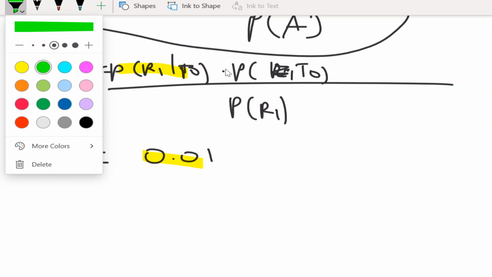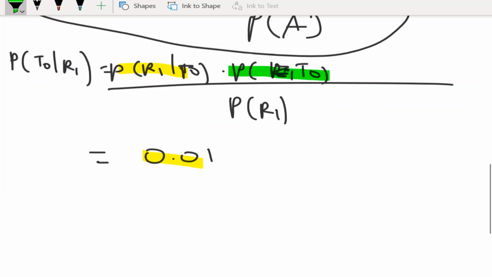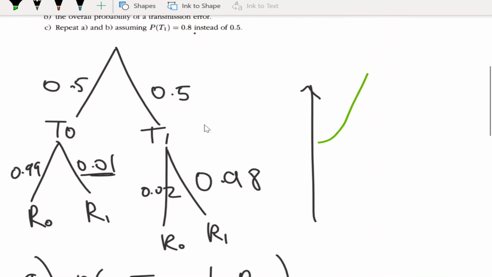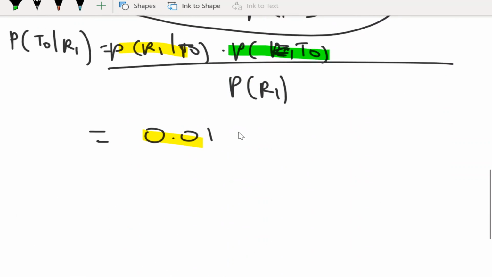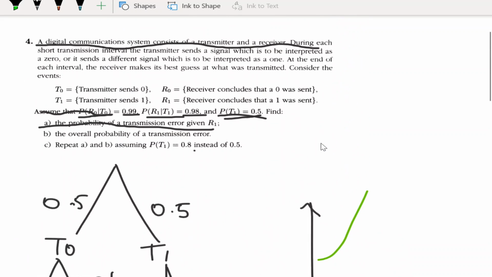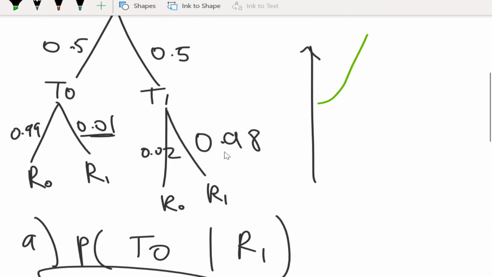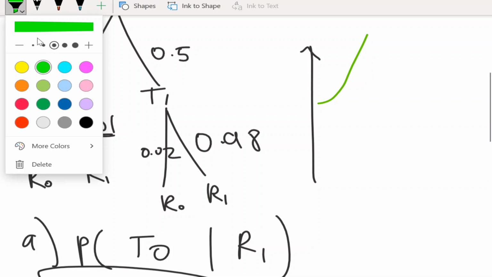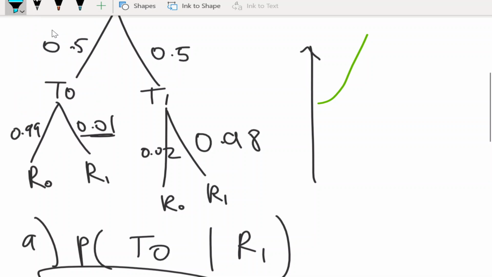Now we're dealing with P of T0, which is simply 0.5 as we figured out earlier. And then the probability of R1, which is just these two parts of the stem of the tree added together. We're just adding up all realities where R1 occurs. So that would be 0.01 times 0.5 plus 0.98 times 0.5.